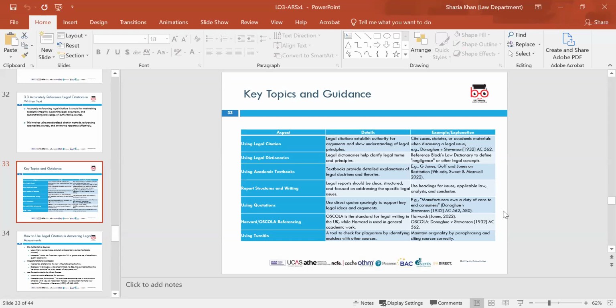Report structure and writing. Legal reports should be clear, structured, and focused, addressing specific legal issues. Example: use headings, applicable law, analysis, and conclusion. Using quotations: use direct quotes sparingly to support legal ideas and arguments. An example is a manufacturer's duty of care to end consumers. OSCOLA referencing is the standard for legal writing in the UK, while Harvard is general for academic work. Then use Turnitin, a tool for identifying plagiarism matches, and maintain originality by paraphrasing.